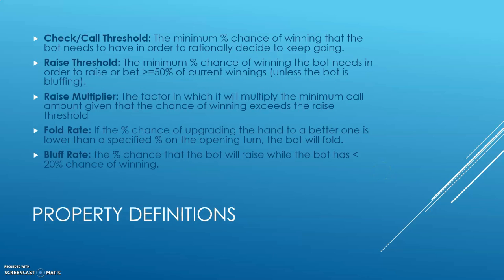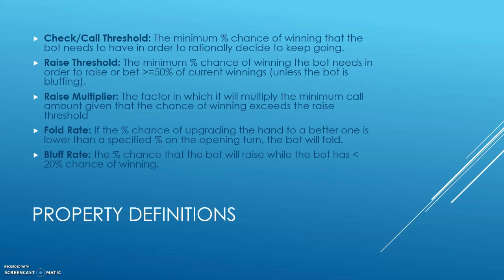Before I mention that, the bot is going to have a set of properties that it follows that determines its playstyle. So let's give definitions to those properties. The check/call threshold is the minimum % chance of winning that the bot needs to have in order to rationally decide to keep playing. So if it only has a 20% minimum chance of winning for it to keep going, that would be a pretty aggressive bot, because even though it doesn't think it's going to win, it will really try to.